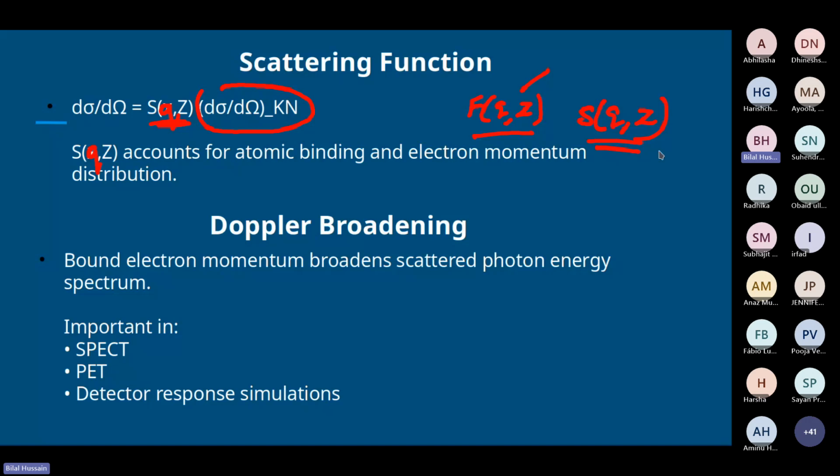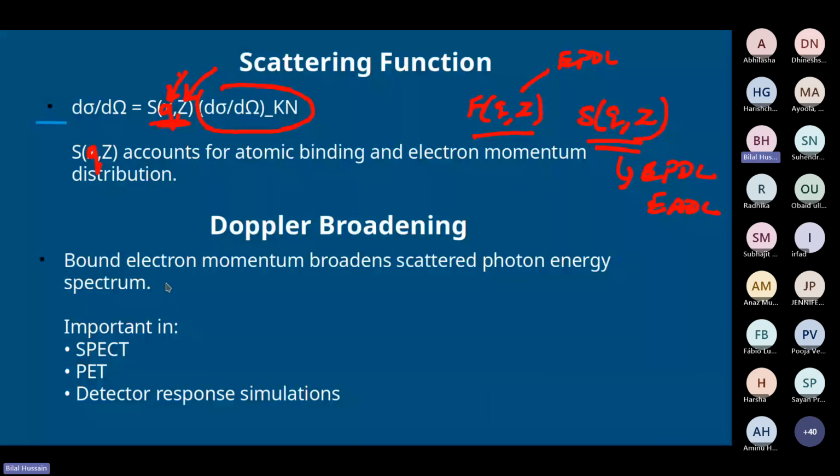This is also coming from EPDL and EADL. So this value I have to multiply because there is a dependency on the momentum transfer. Q is momentum transfer, and the dependency on the atomic number, because Z is the number of electrons. So this accounts for atomic binding and the binding energy. That means how much interference or how much momentum it can transfer, and the electron momentum distributions. Because of the bound electron momentum, it broadens the scattered photon energy. So the h nu dash is being broadened.